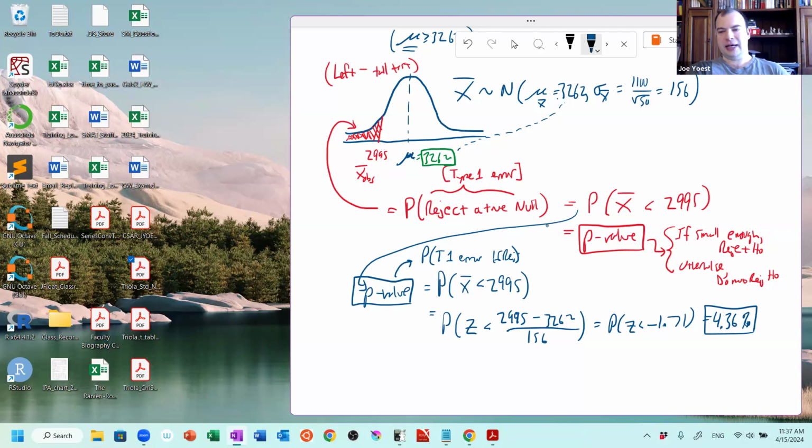Now the question I have to ask is, is this error rate small enough? Am I unlikely enough to generate an error in this direction that I'm willing to reject the null in favor of the alternative? Or is this too large an error rate? Is this 4.36% too high? Do I say that's too much of a chance of making an error and I'm not willing to reject? And I would fail to reject H naught, and I would continue forward under the null.